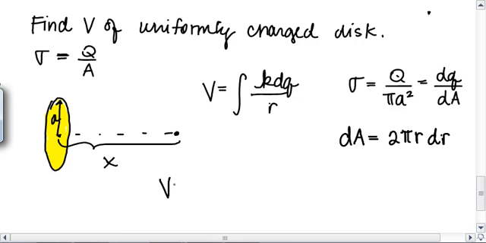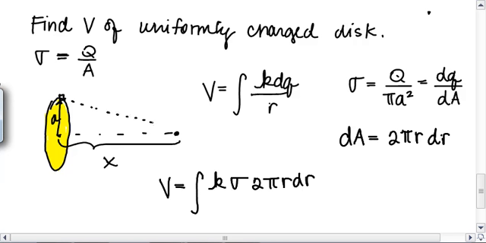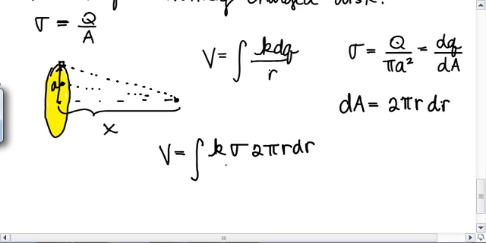So our electric potential is the integral of K sigma 2 pi r dr, and our r would be the distance from, well, if my little dq is here, it would be this distance right there, or this distance right here. If my dq was right there, yes, it's the hypotenuse, very good. Which would be the square root of what? X squared plus r squared.